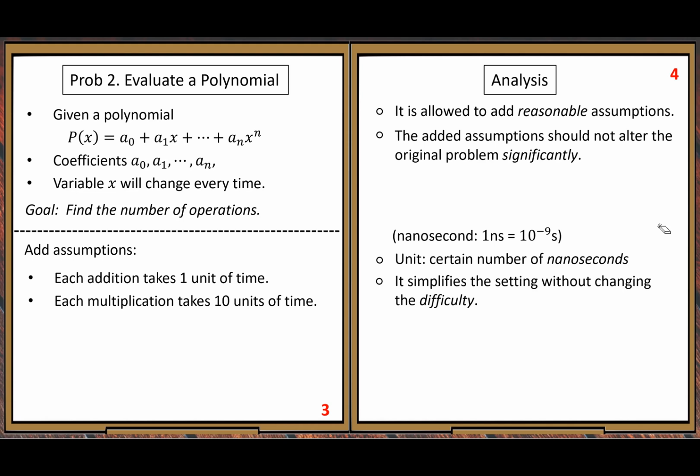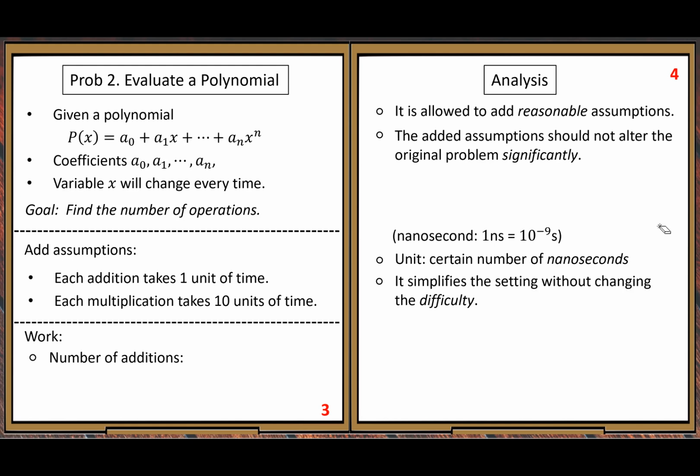Now with this assumption, we do not change the difficulty of this problem, so we should be fine. All right, so let's do the work. Now we can count the number of additions, then count the number of multiplications. At the end, we can calculate the total number of time units we need to calculate this polynomial. First, how many additions do we need?